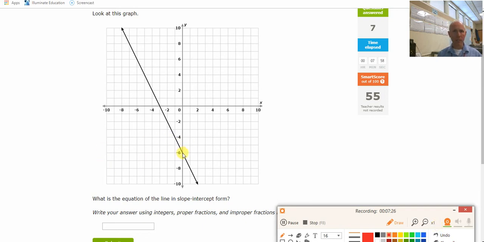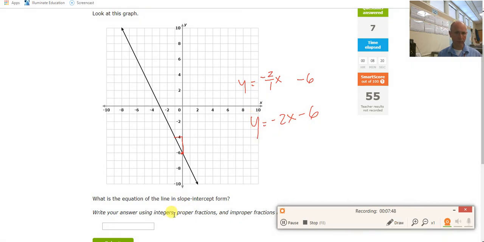Where's my intercept? My intercept is at -6 right there. And so I have a -6 for my intercept. My rise, it looks like it's got a rise of 2, a run of 1. It's negative. So y equals -2x minus 6. Y equals -2x minus 6. Negative rise, yes, minus 6.